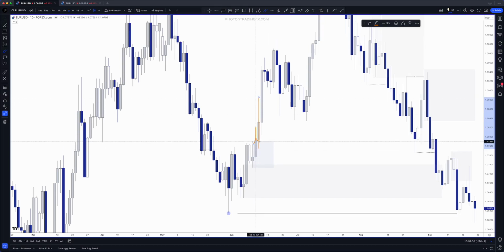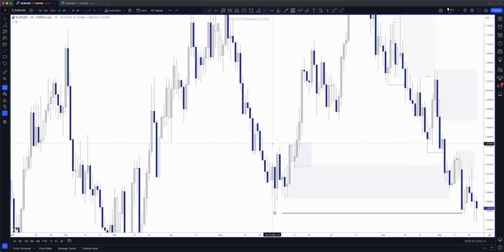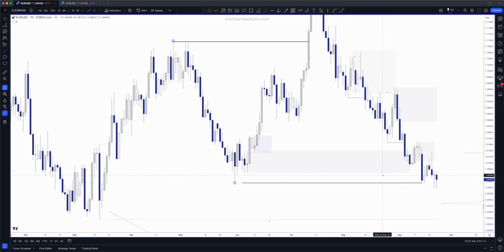So again, if you're 100% mechanical, when this zone was created, when this candle closed above it, the very next candle pulls back into it and goes. So it's had a slight mitigation, okay? So this is not the best zone in the world whatsoever.